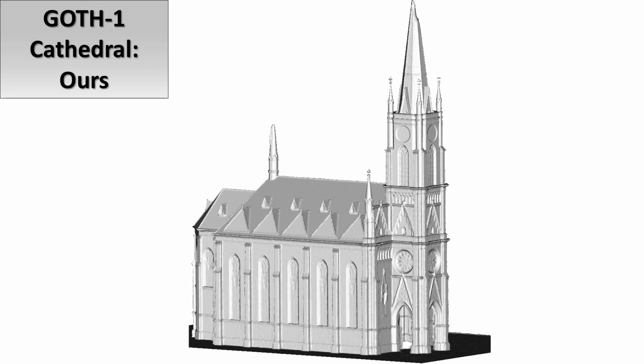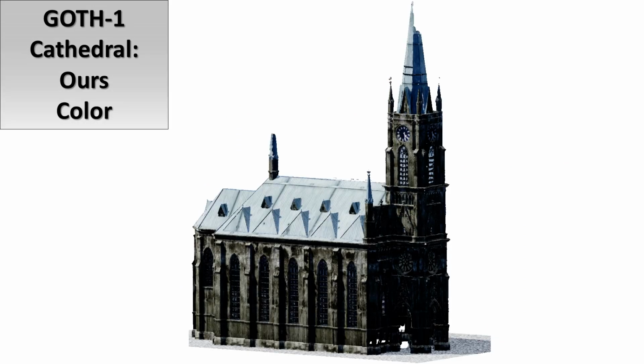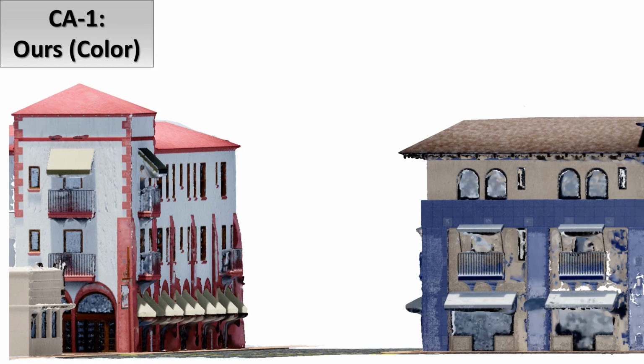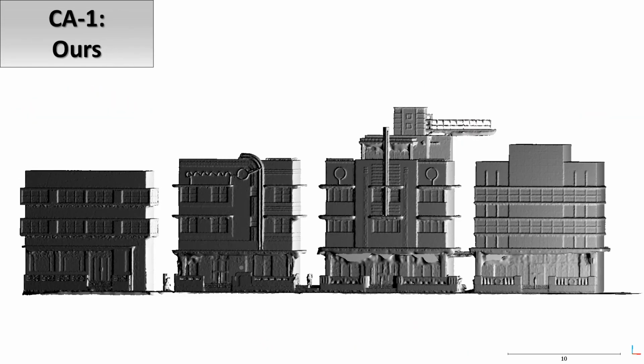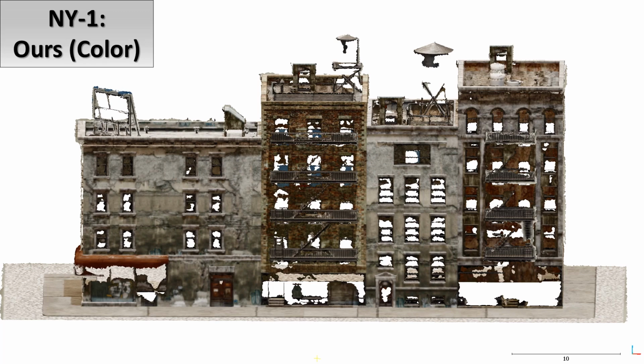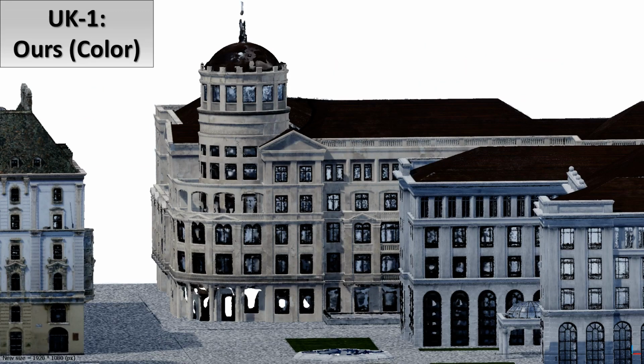For comparison, we also show the naturally covered variant of Goth1 and how it reconstructs using our method compared to the Perlin noise variant. For the CA1 dataset, we achieve greater than 10% improvement in completeness of the reconstruction, with better reconstruction of balconies, storefronts, and the umbrella shades. For the NY1 dataset, windows are poorly reconstructed in the naturally textured variant. Similarly, in UK1, the many windows in the scene are poorly reconstructed.